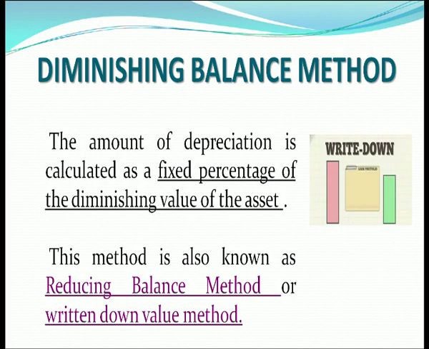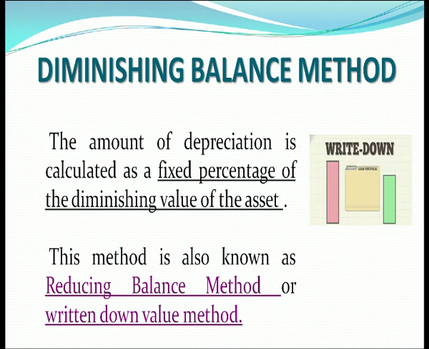The amount of depreciation under the diminishing balance method is calculated as a fixed percentage of the diminishing value of the asset. So in SLM or straight line method, it is calculated on the original cost of the asset, so it remains constant, whereas under this method the amount of depreciation is calculated as a fixed percentage of the diminishing value, the value which is there in the balance sheet, or the book value of the asset.